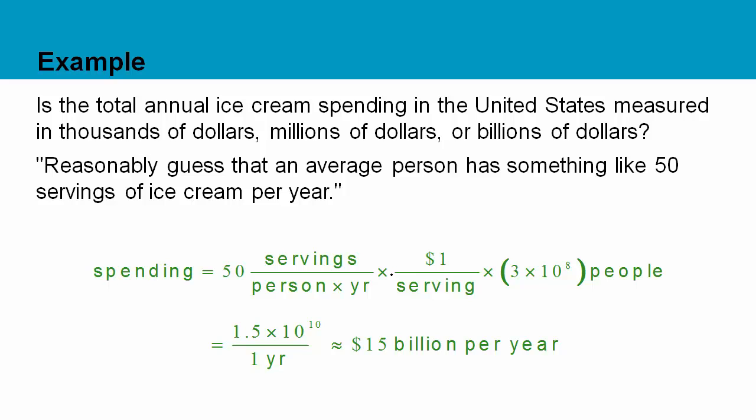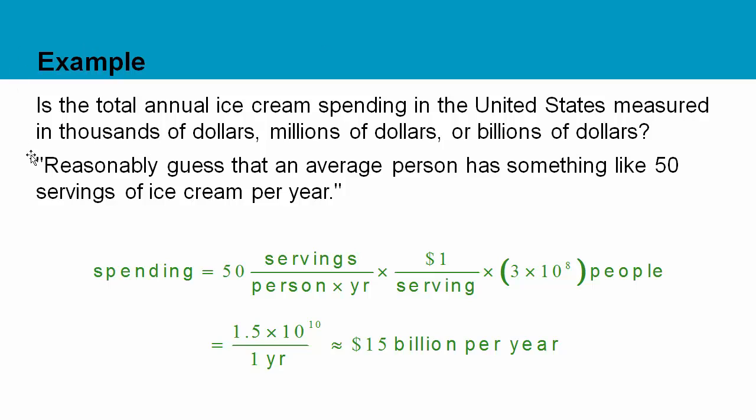We can look at order of magnitude of big numbers and small numbers, and then we can deal with those with scientific notation. So if we wanted to try and figure out a reasonable guess for the annual ice cream spending in the United States, we would take a reasonable guess for the population, multiply that by how many servings of ice cream each person has, and then multiply that by what we think an average serving of ice cream costs.